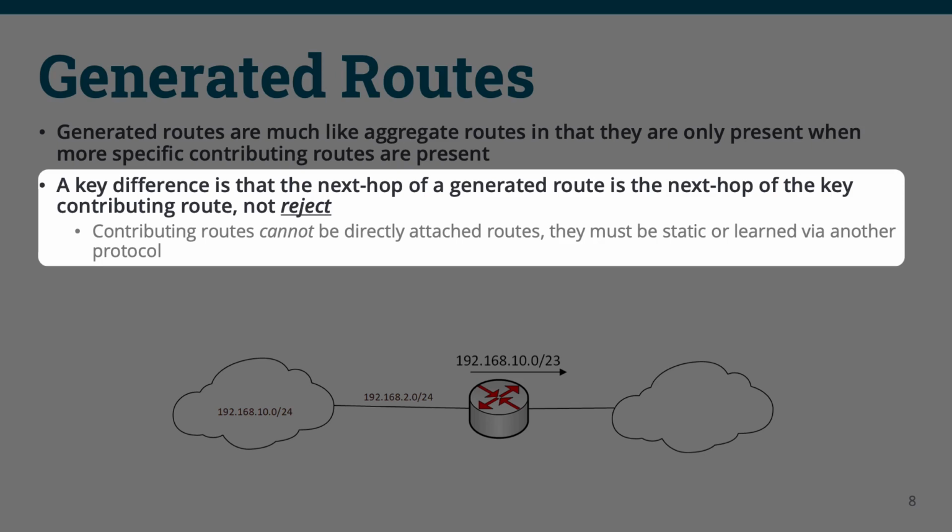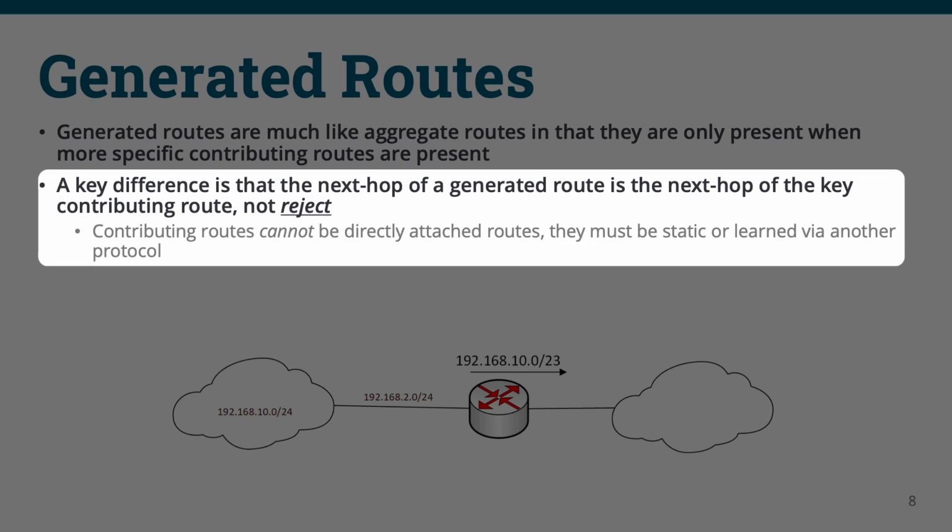The key difference between a generated route and an aggregate route is that the next hop of a generated route is an actual valid next hop IP address, rather than the reject action of the aggregate route. The next hop of the generated route is defined by the largest contributing route. That is, the contributing route with the shortest prefix length, or encompasses the largest amount of IP space. This route is the one which the next hop will be used as the next hop of the generated route.